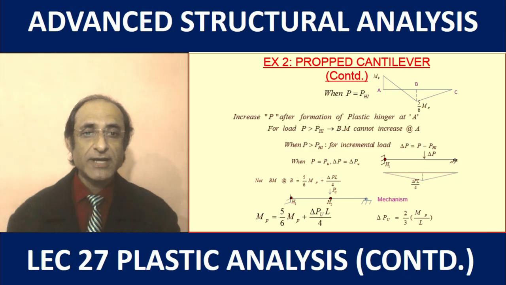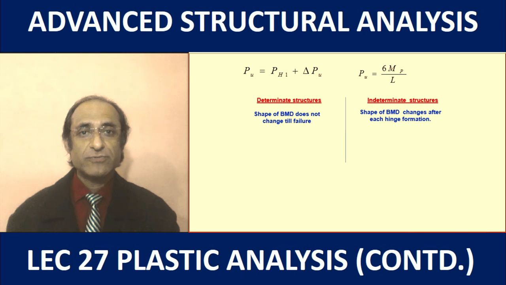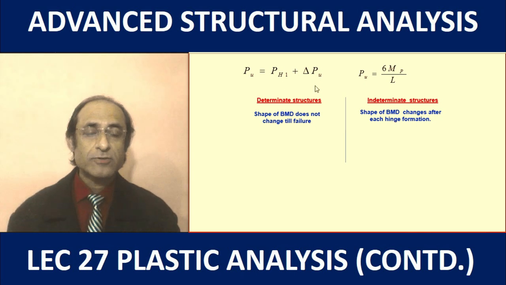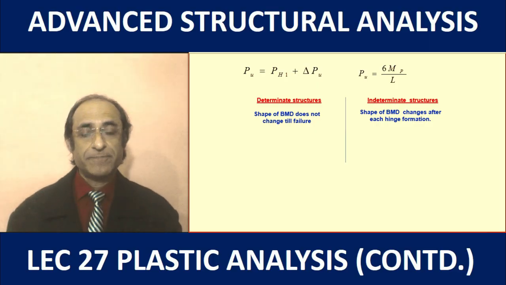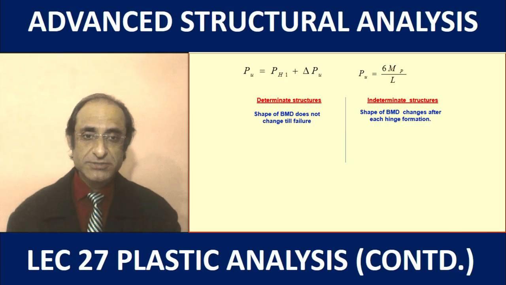So that means that the total bending moment at this point due to the first structure and the second structure with the incremental load should be equal to the plastic moment capacity MP. So by solving this, we get the value of the incremental load equal to 2/3 of MP by L. Hence the total load, which will be equal to the sum of the two, comes out to be 6 MP by L. So now we can just see the difference between determinate structure and the indeterminate structure.